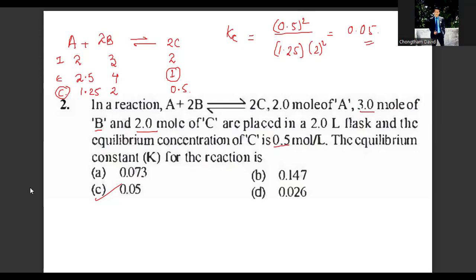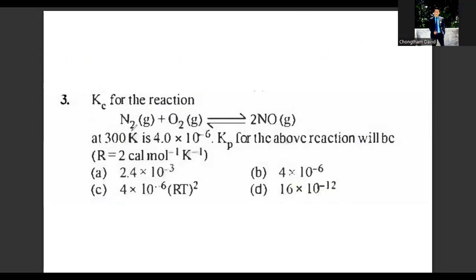Moving on to the next question, number 3. The equilibrium constant for the reaction nitrogen and oxygen giving nitric oxide at 300 Kelvin is 4 into 10 to the power minus something, the given equilibrium constant. What is Kp for the above reaction? And you remember the gas constant is in calorie, so you should be very careful in solving the questions. But for this particular question, what is Kp for this reaction?